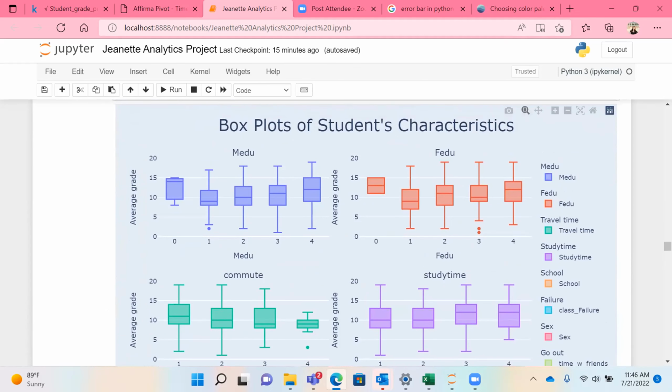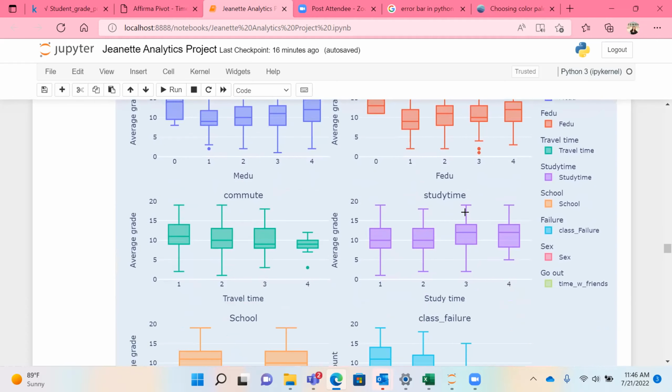So you can see that average grade is a little bit higher if the mom went to college and beyond, as well as the father. And then I really noticed something with commute here, which is that the longer it takes them to go to school, the median score was a little bit lower with more of a commute.